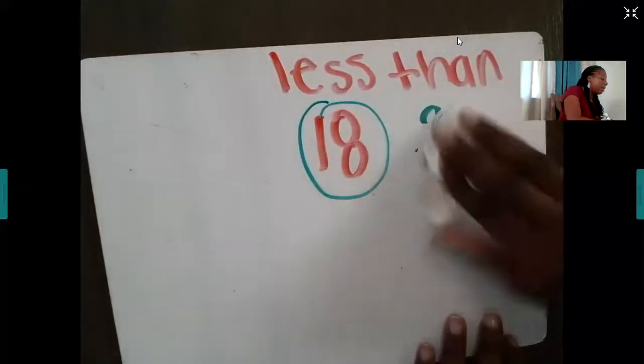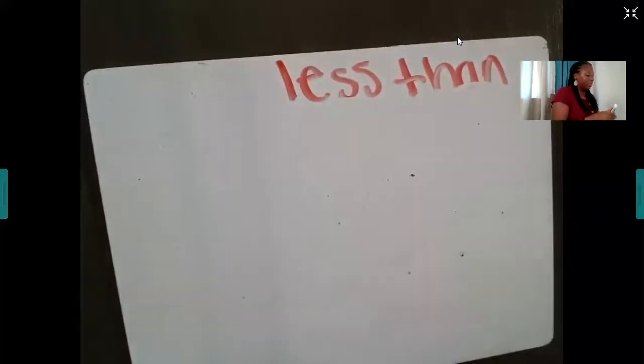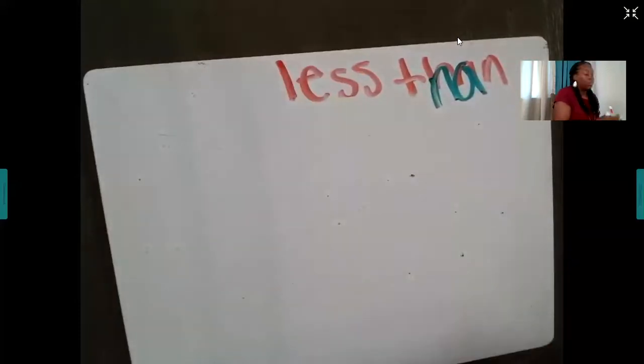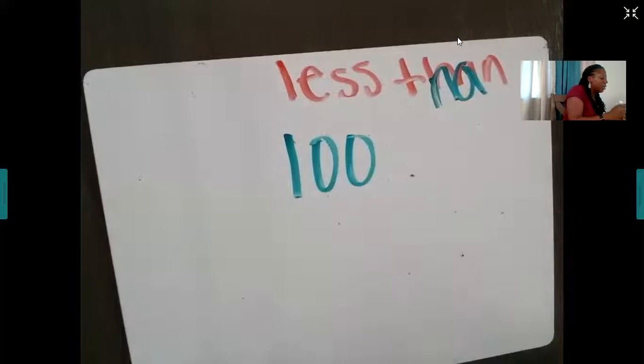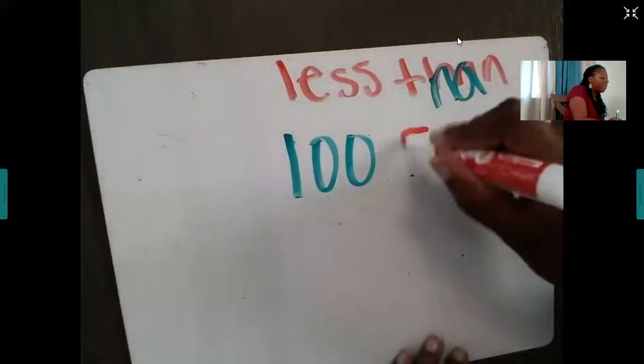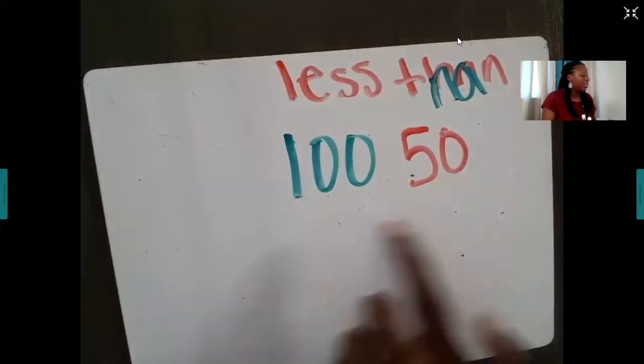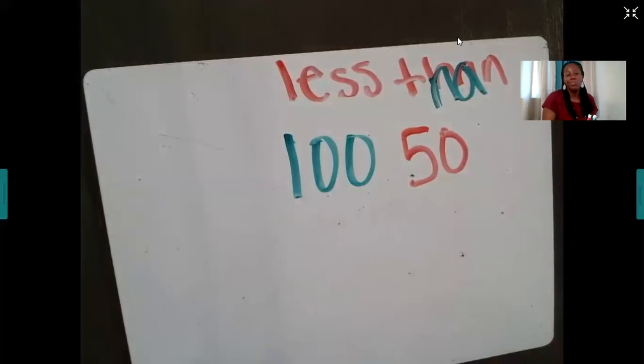Let's look at one more for less than. All right, here we go. Is 100 or 50 less than? Which number is less than? Which number is smaller? 100 or 50? 100's really big. 50's big too. Which one's less though? 100 or 50? Votes are in. All right. 50. 50 is less than 100.